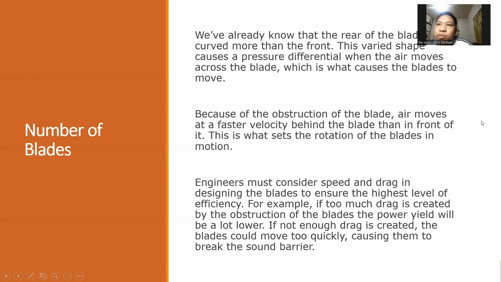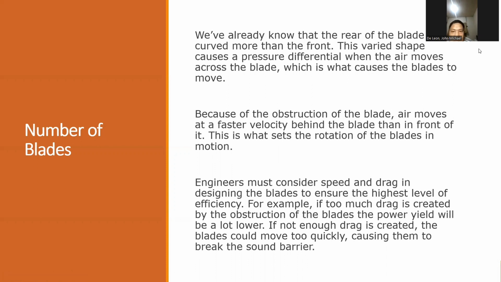Subordinate rear back curve. Number of blades. Blade is curved more than the front. This part shape causes pressure differential when air moves across the blade, which is what causes the blades to move. Because of the obstruction of the blade, air moves at a faster velocity behind the blade than in front of it, which is what sets the rotation of the blades in motion.